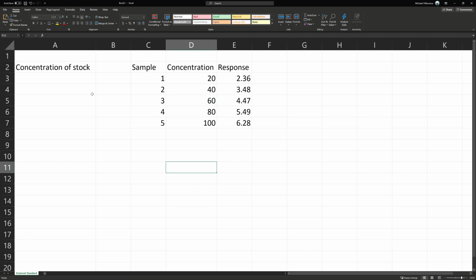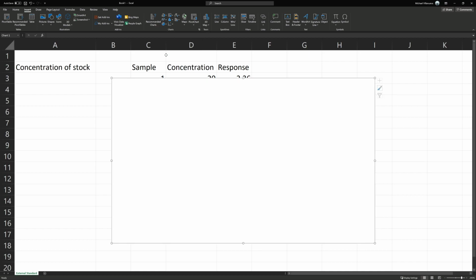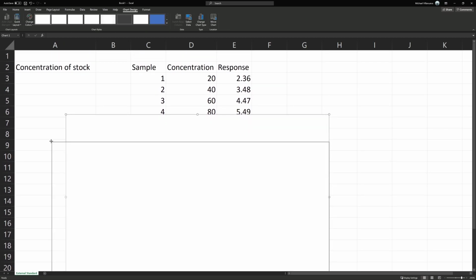At this point, what we could do is generate what's known as a scatter plot. So we would go to insert on the top here. We could go to this, no, wrong one. This one right here, insert scatter. Shrink it a little bit.